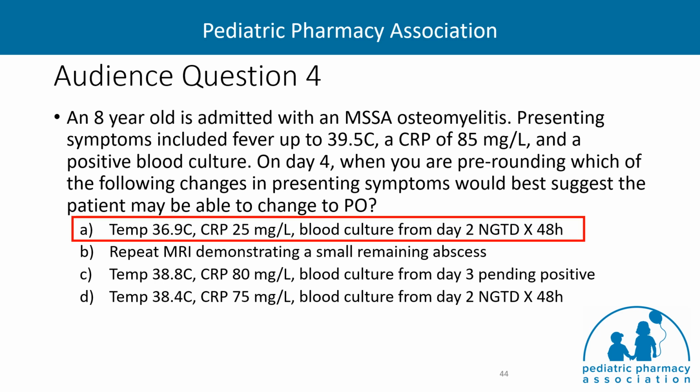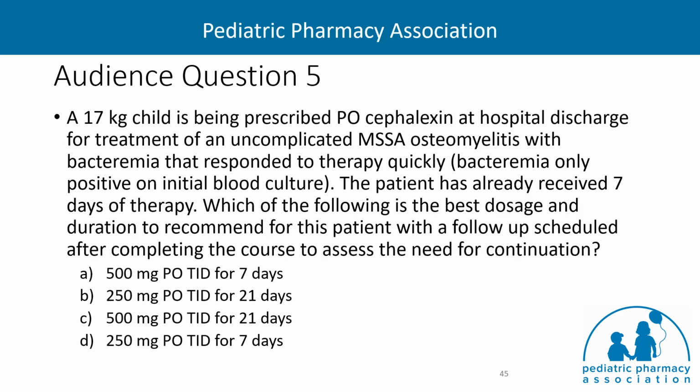All right, so again, you want to see temperature coming down. So this patient's temperature went down to normal. And answer A, CRP went well more than half of a decrease, so almost close to a third or a quarter of the CRP that it was at the beginning, and its blood culture from day 2 was no growth to date times 48. So the repeating MRI, that's not probably the biggest thing, especially if there's still a little bit of an abscess left. The other two, the patients still had fevers and their CRP wasn't really improving, so you need to look at a constellation of things to see when a patient could be changed to PO.